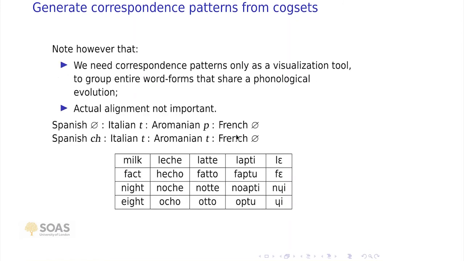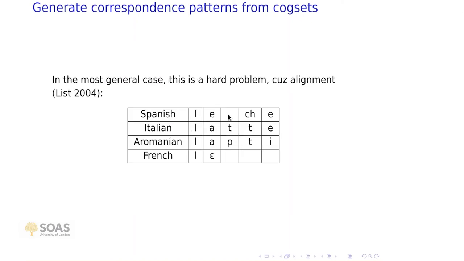However, first we notice that we don't really need the actual algebraic expression of the correspondence pattern. So we need them mostly as a visualization tool. I think we can all argue that "nothing corresponds with T, which corresponds with P, which corresponds with nothing" completely misses the point.